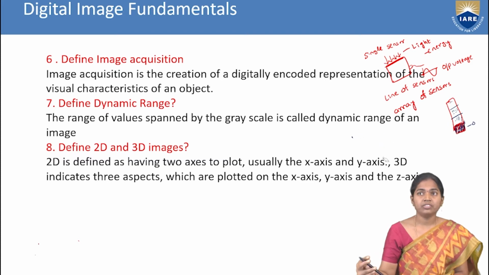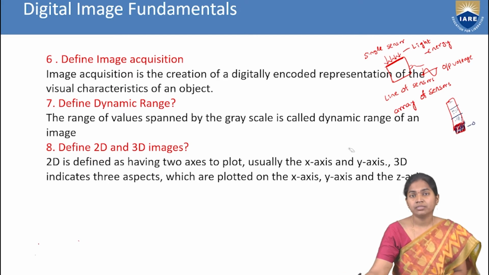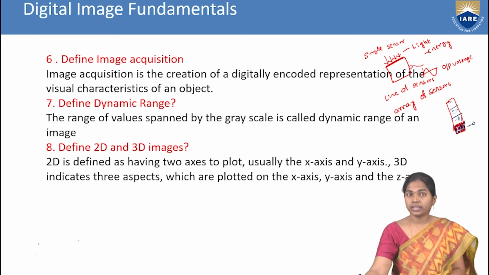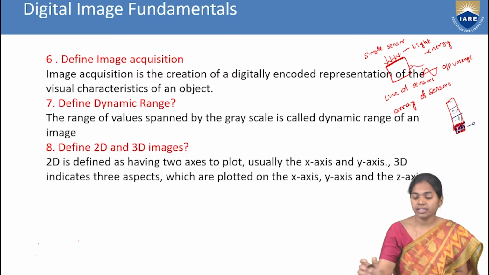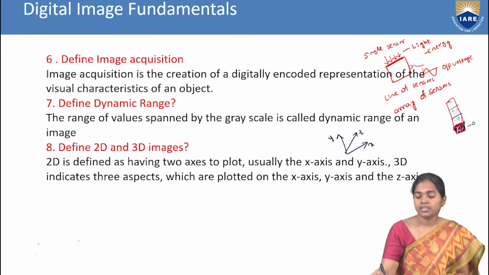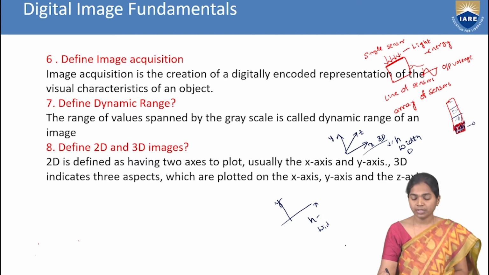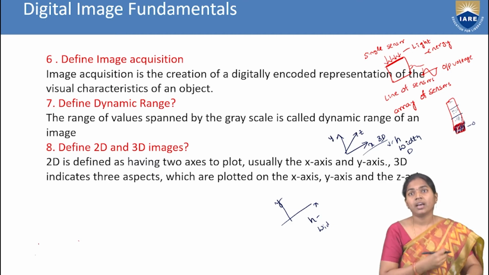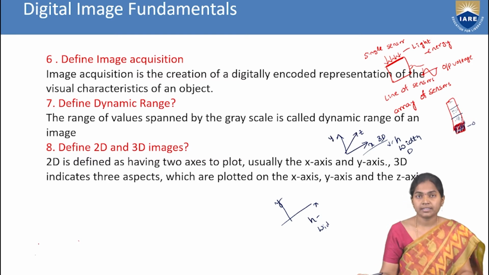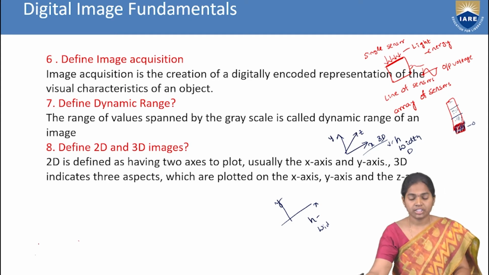But when we go for a 3D image, it gives the height, width and depth of an image. In this we have a three coordinate system, x, y and z. So 3D images give height, width and depth, but a 2D image has only two axes, x and y, and gives the height and width of the image. 2D is defined as having two axes to plot, usually the x-axis and y-axis. 3D indicates three aspects which are plotted in the x, y and z directions.